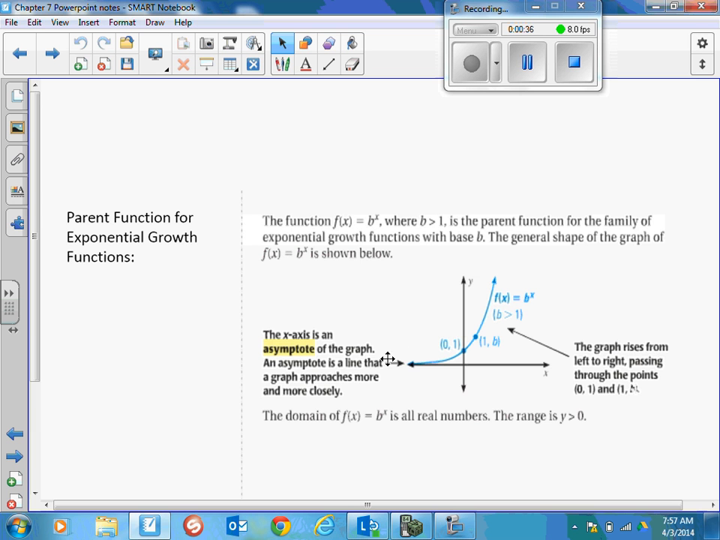Exponential functions have asymptotes, where the graph approaches a line but never quite hits it. In this case, if it doesn't move up or down, the asymptote will always be x equals 0, or the x-axis. The domain for all these growth functions, before you use transformations, is always all real numbers, and the range is y is greater than 0. You can see all the lines are bigger than 0. Even though they get close to 0, they never quite hit it.